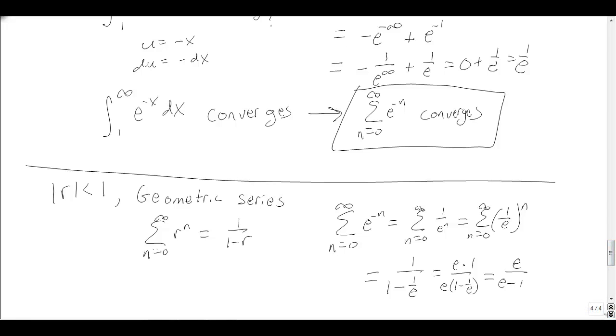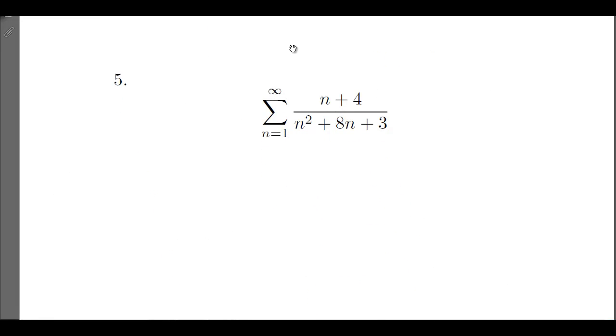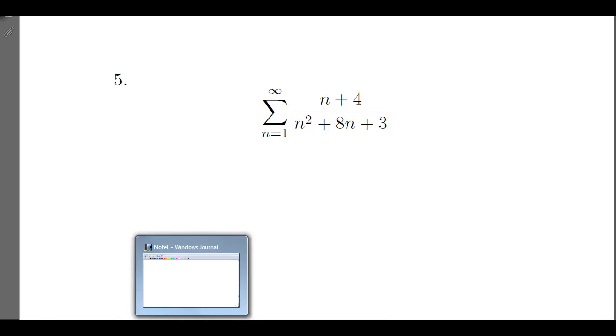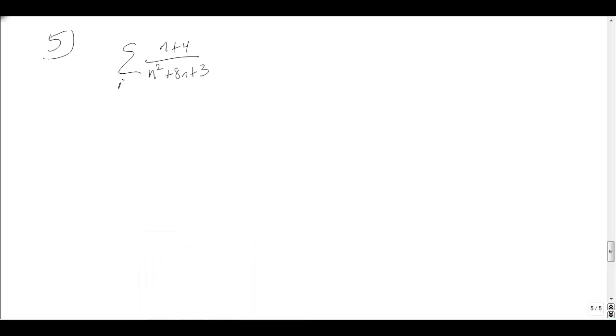Next one. Okay, so number 5 here. We have a series: n plus 4 over n squared plus 8n plus 3. So number 5 series, we had n plus 4 over n squared plus 8n plus 3, and I'm thinking it was 1 to infinity.